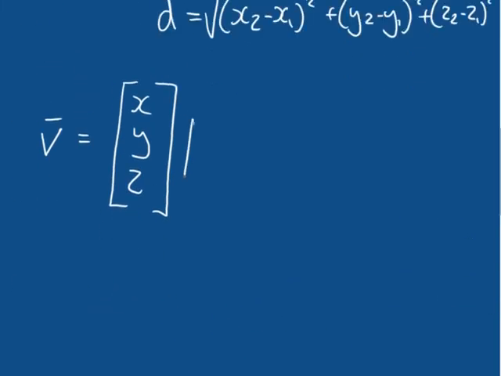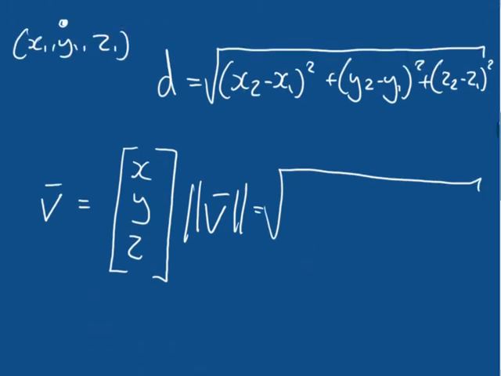as being the magnitude of v as the square root of how far have we travelled in x squared, plus how far have we travelled in y squared, plus how far have we travelled in z squared. So the magnitude of our 3D vector is the square root of x squared plus y squared plus z squared.